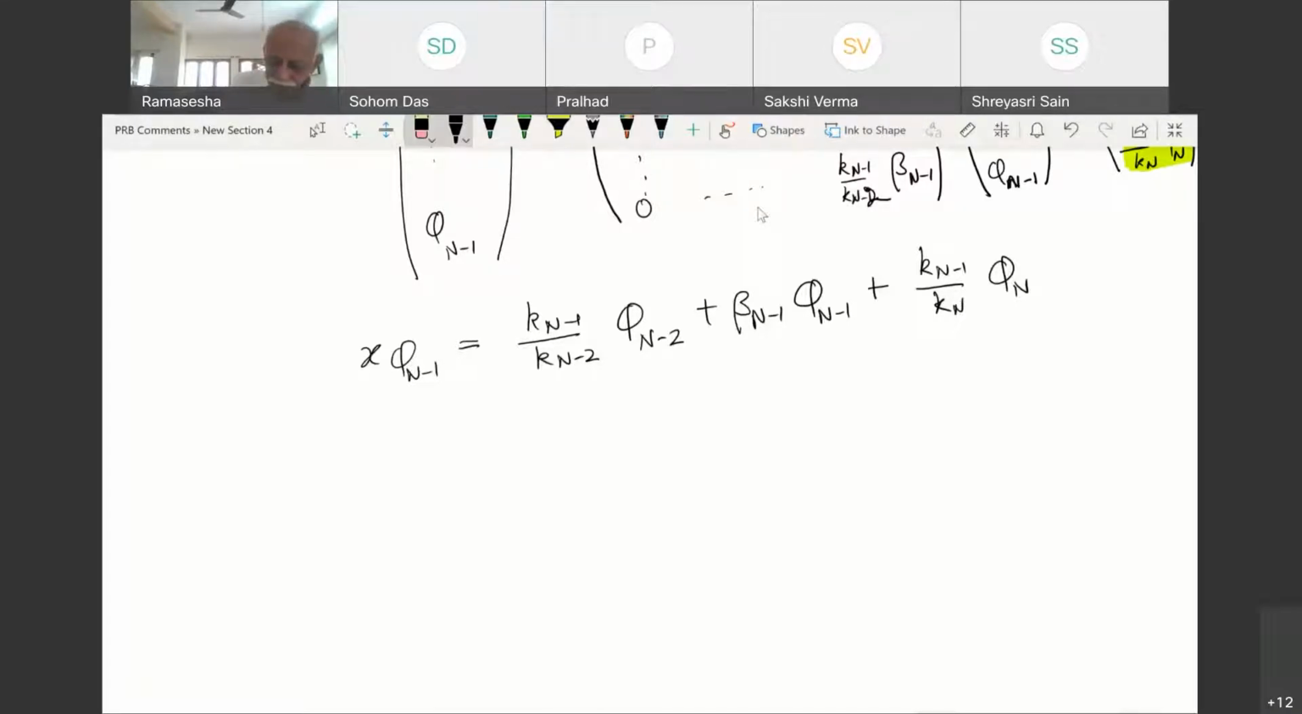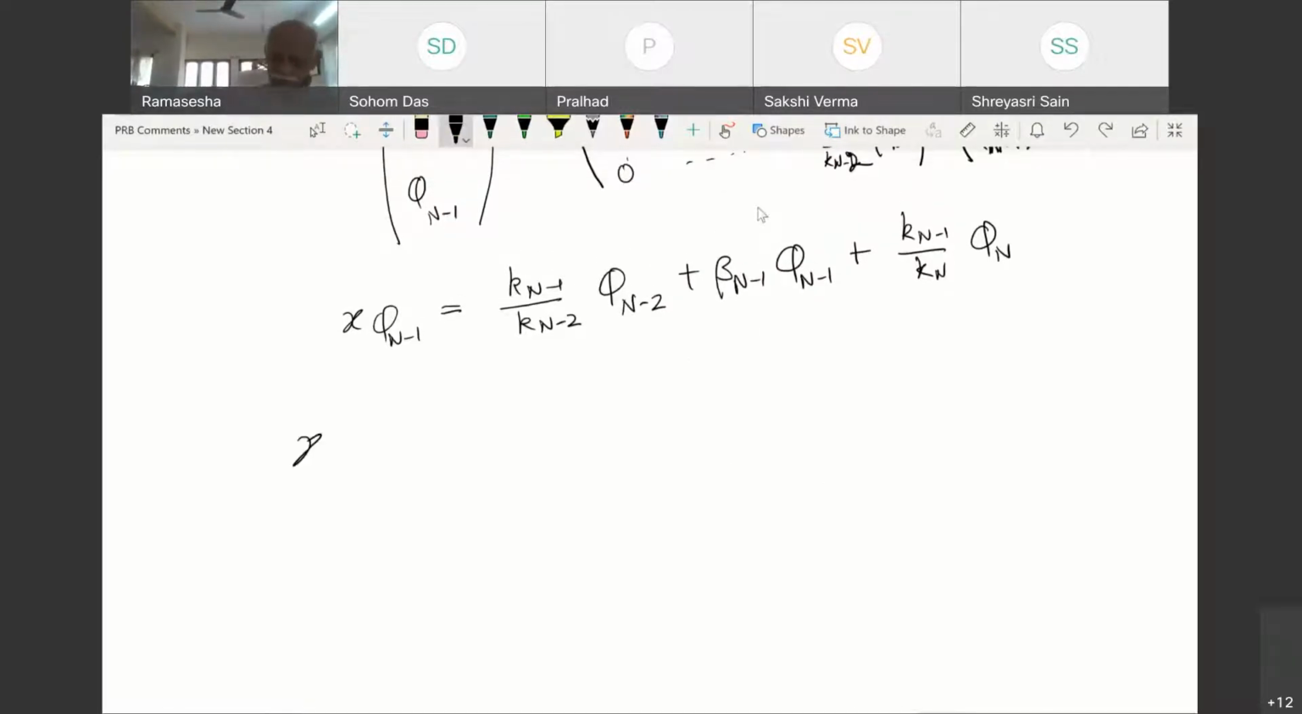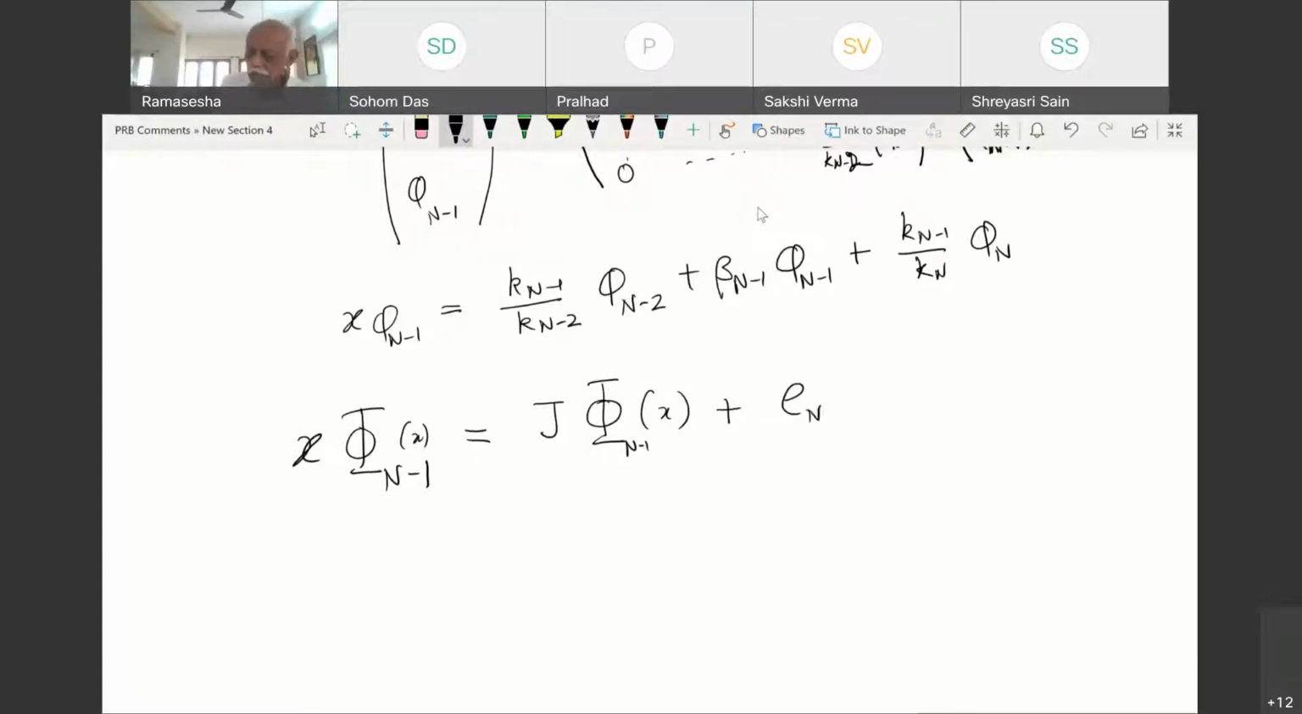So I can write it as x vector is equal to J times the vector P plus the following way. E n times k n minus 1 upon k n times P n of x. Because E n is a vector which will only have, because see the following.